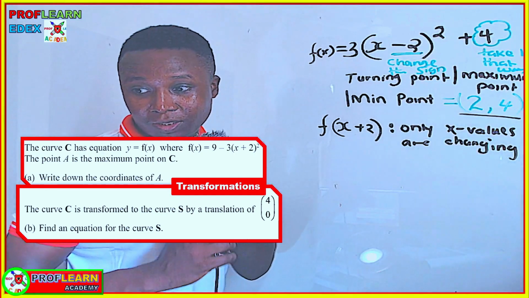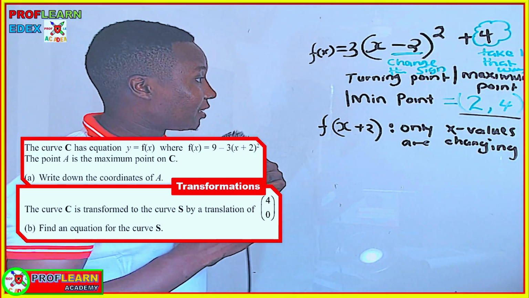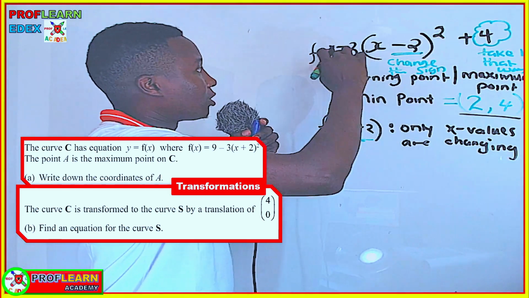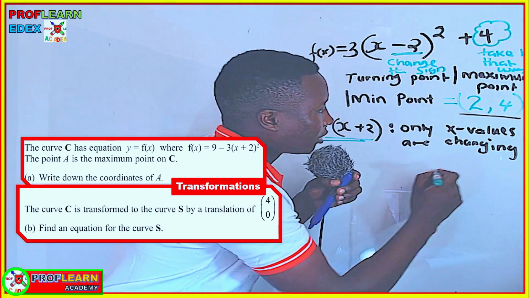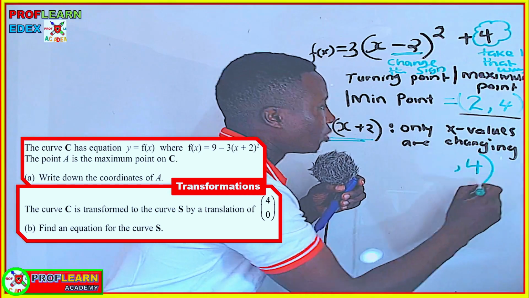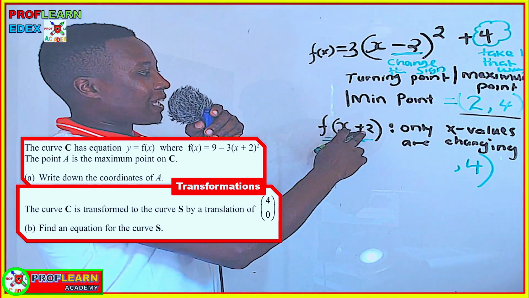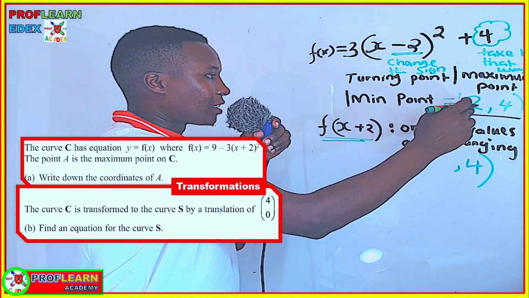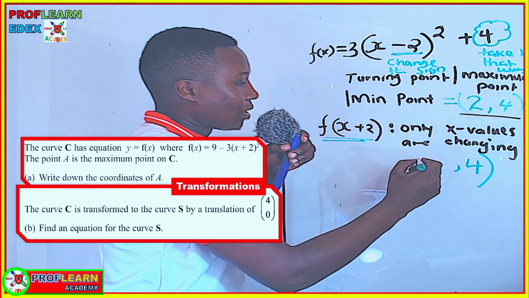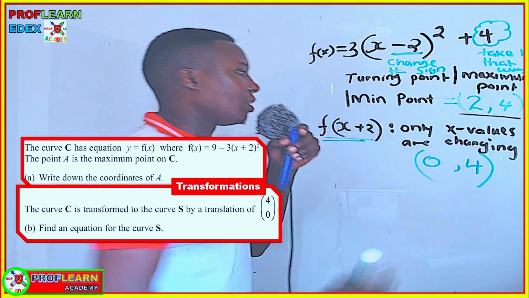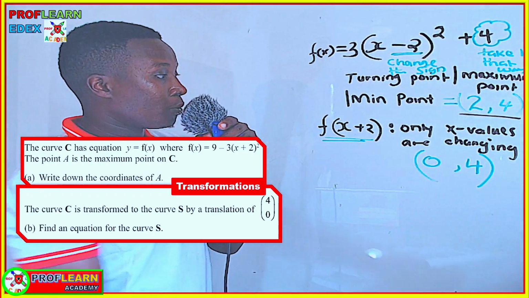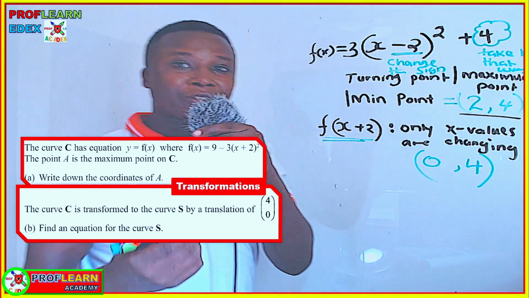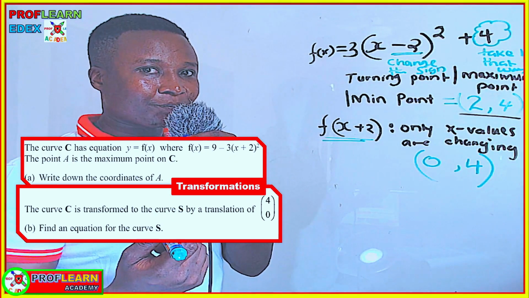I don't know whether we are together. Only x values are changing. So the turning point of this function that has been transformed from this is going to remain, the y part is going to remain 4. But since this is added there, we are going to subtract 2 from this one, and we are going to have 0. So the new turning point is going to be (0, 4). If it's added, you do the opposite of what the function says.